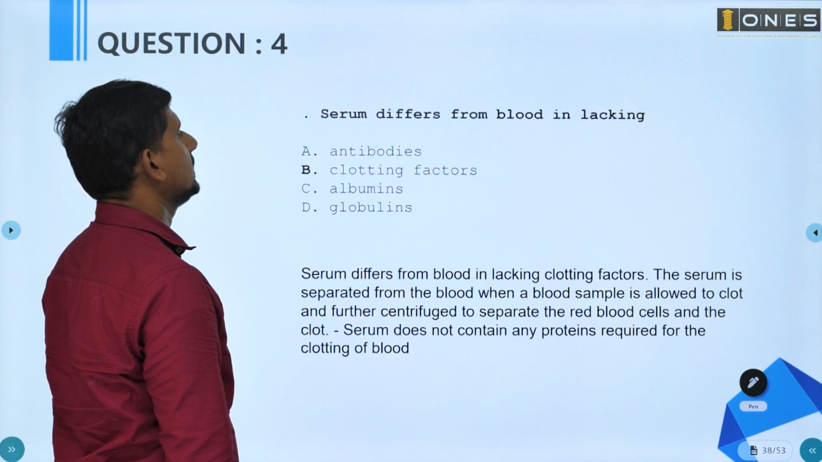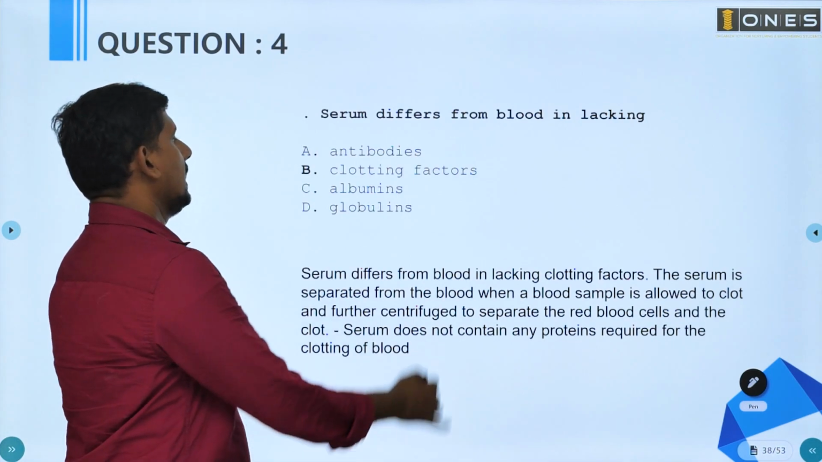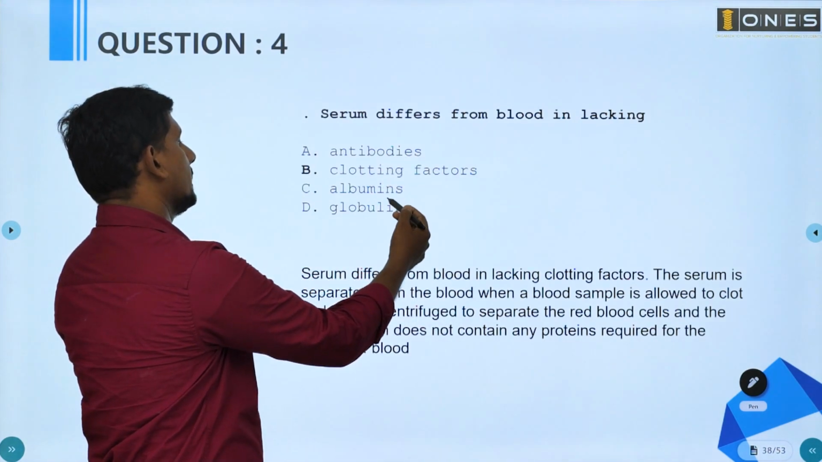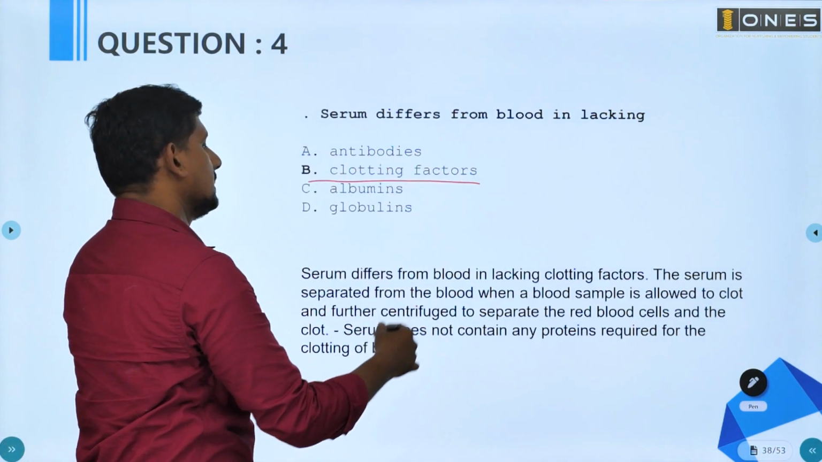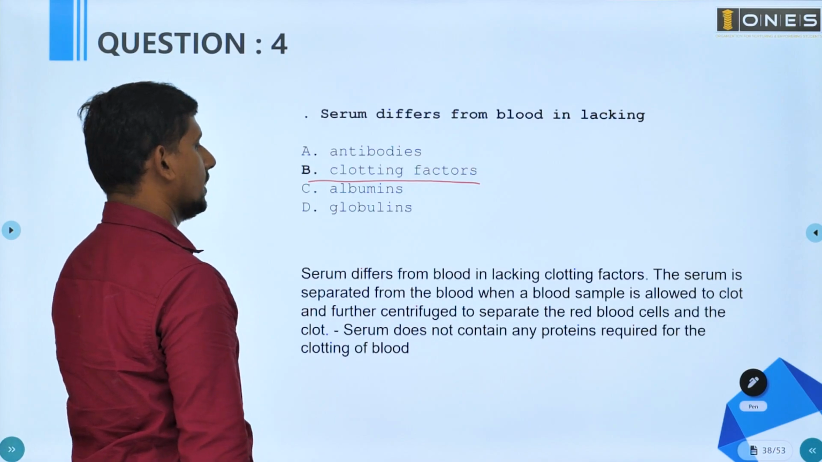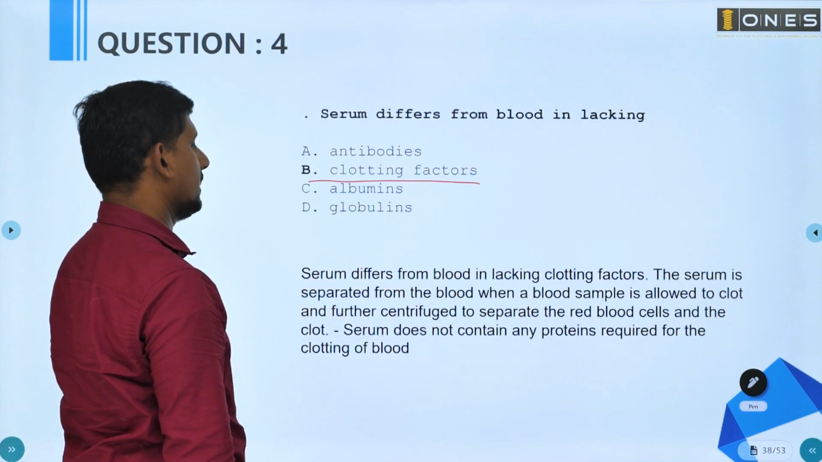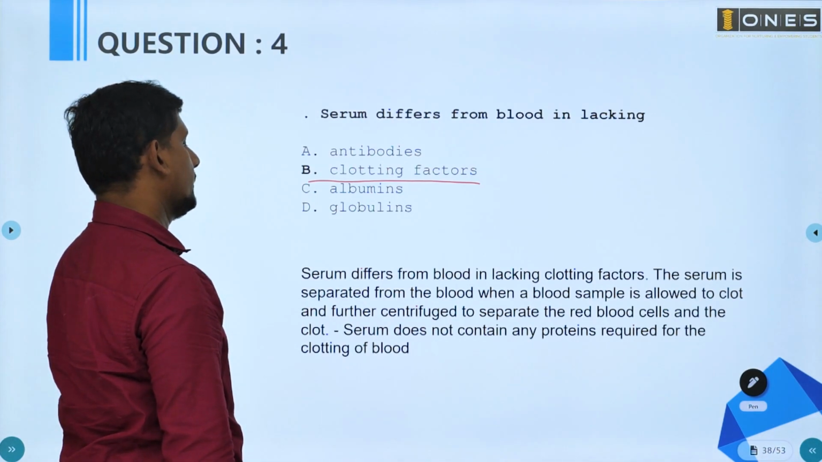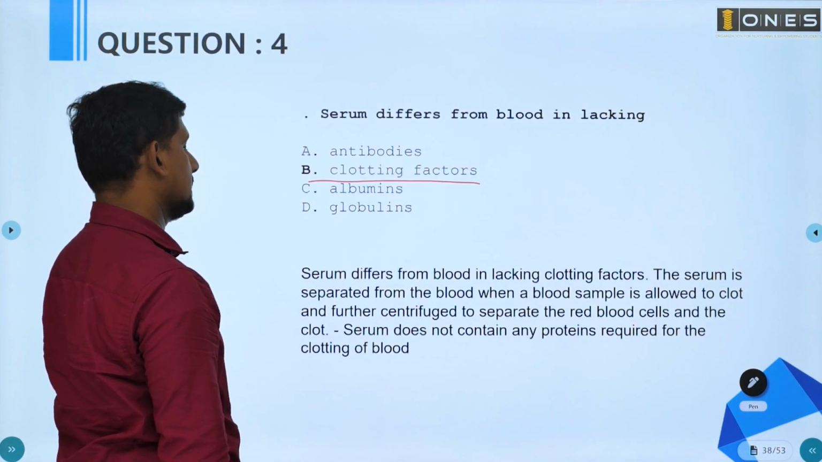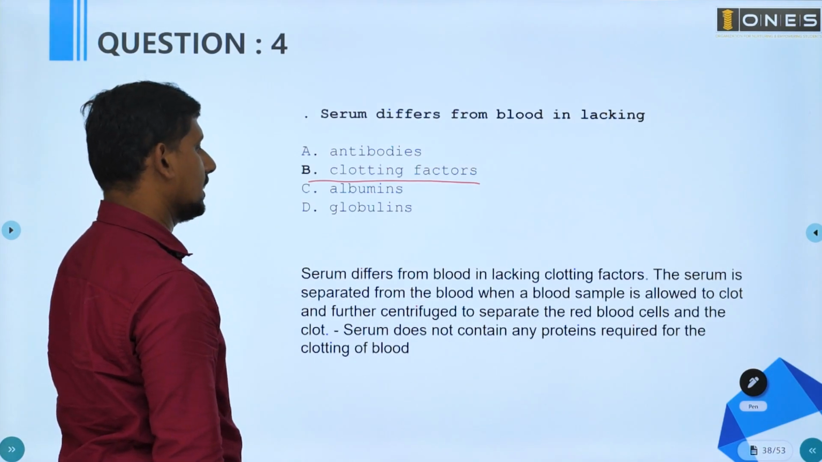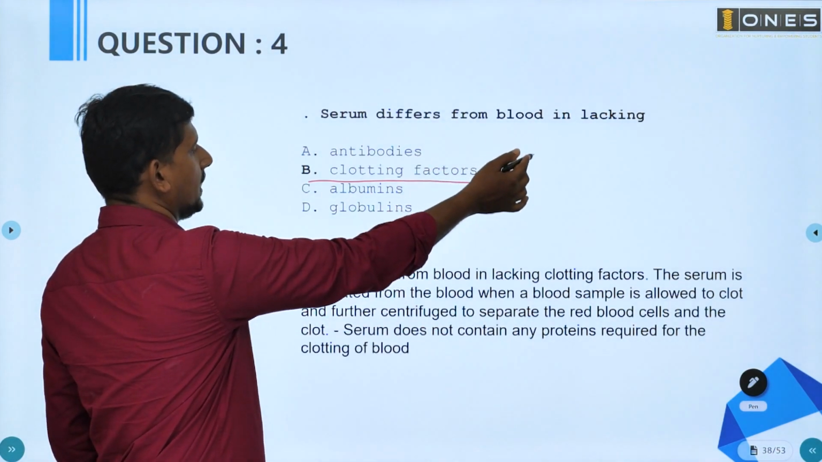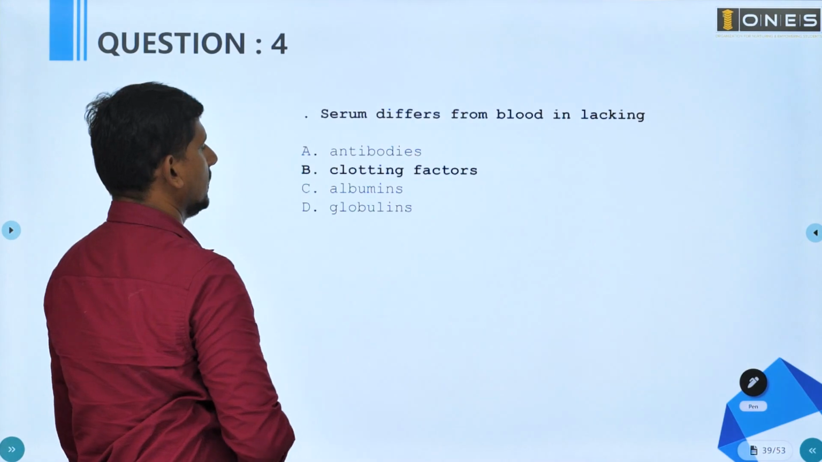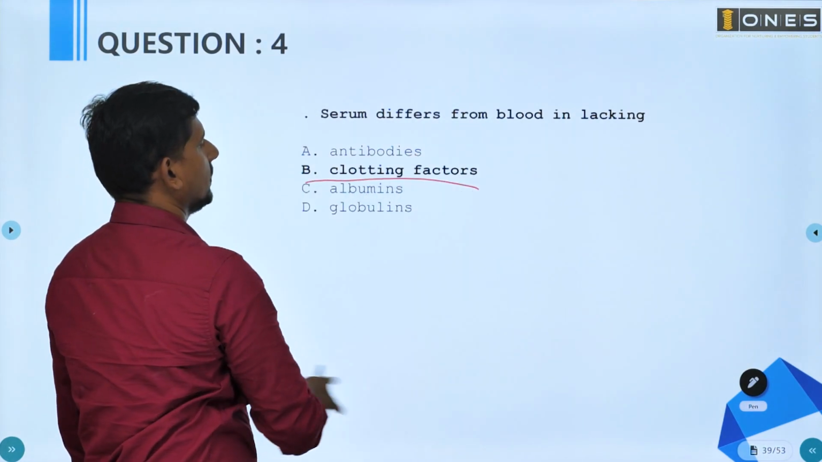Now question number 4. Serum differs from blood in lacking A. Antibodies, B. Clotting factor, C. Albumin, D. Globulin. So the right answer is clotting factor. Serum is separated from the blood when a blood sample is allowed to clot and then centrifuged to separate the red blood cells and the clot. Serum does not contain any protein required for the clotting of blood. So the right answer is clotting factor.